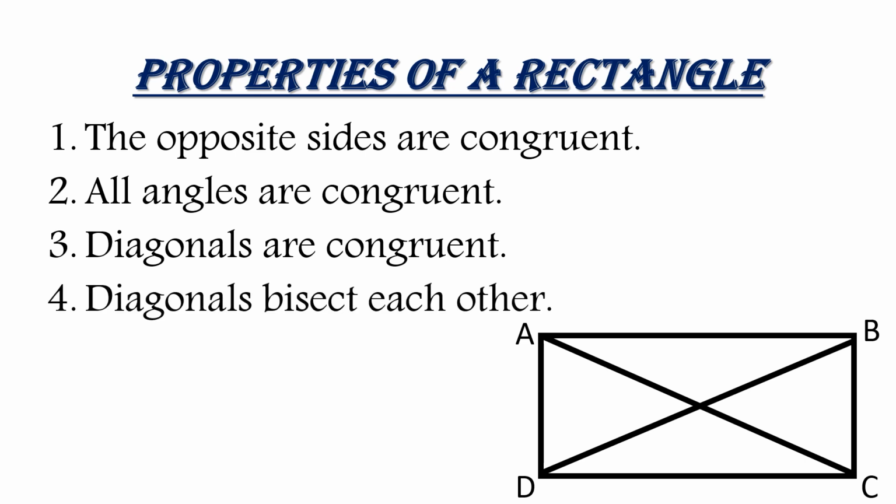Diagonals bisect each other. Look at this figure, diagonal AC and diagonal BD intersect each other at O. Here seg OA and seg OC are congruent. Seg OB and seg OD are congruent. It means diagonals bisect each other.